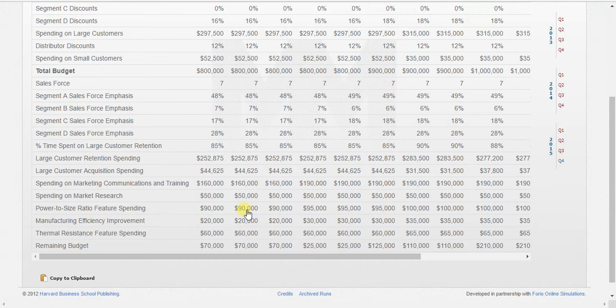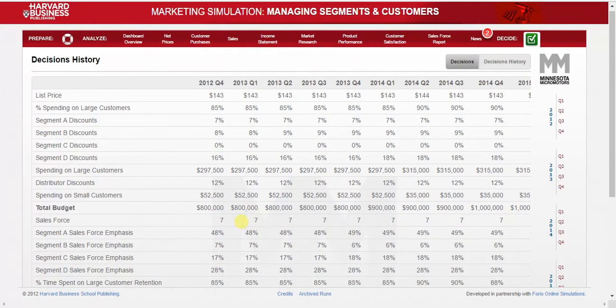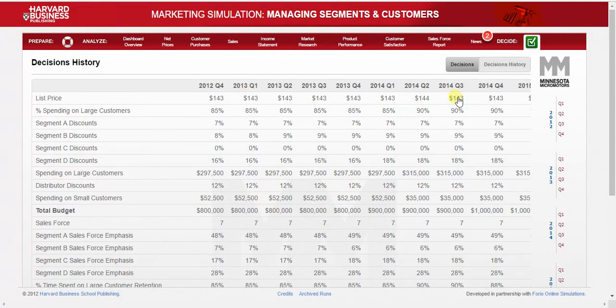The greatest amount of discount was given to segment D because they are my price sensitive segment. I was only allowed to give them a 20% discount. I couldn't give them anything higher. My price remained constant throughout the duration of the simulation. I did try an experiment in Q2 of 2014 with a price of $144. However, in the end, it hurt me more than it helped me.